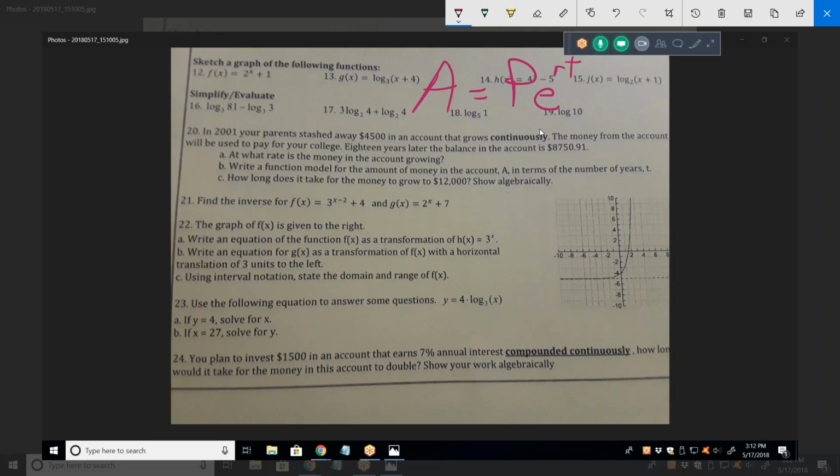Okay, so let's see what we've got. They stashed away 4,500, so P is 4,500. 18 years later, the balance is this. So I can begin to write an equation. Tell me what I can fill in for all my letters here. I need an A, I need a P, I need an R, and I need a T.